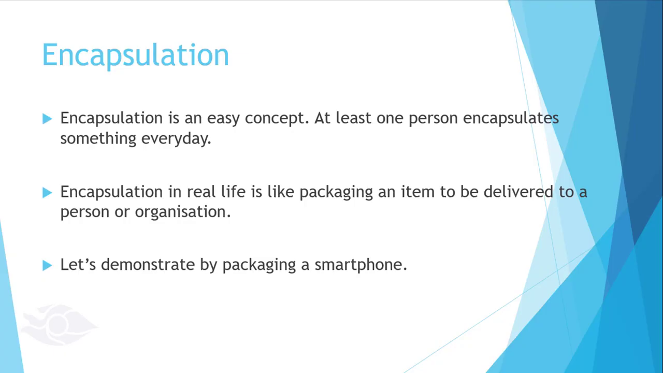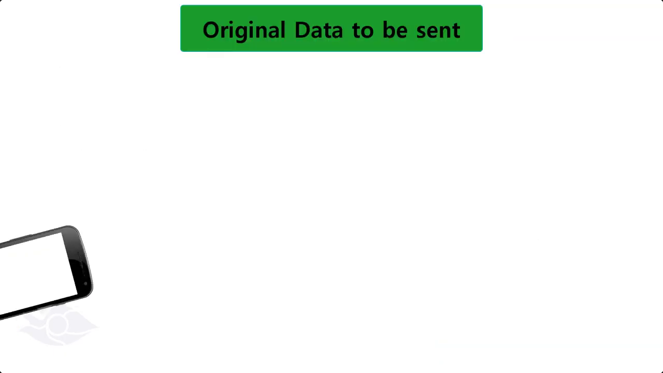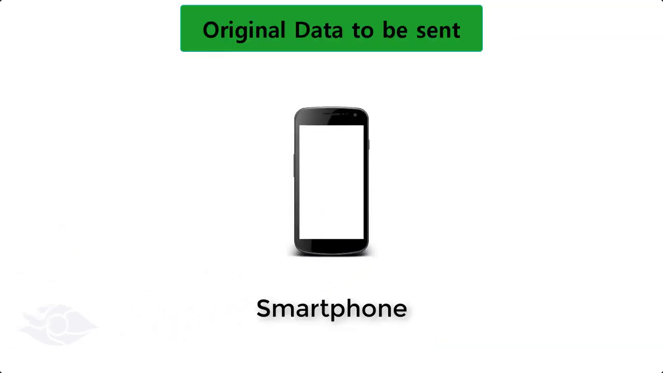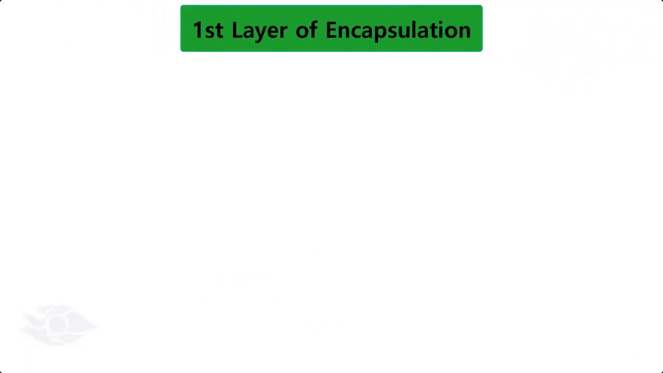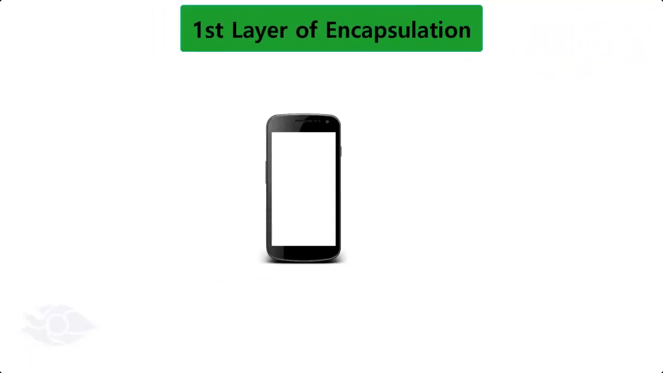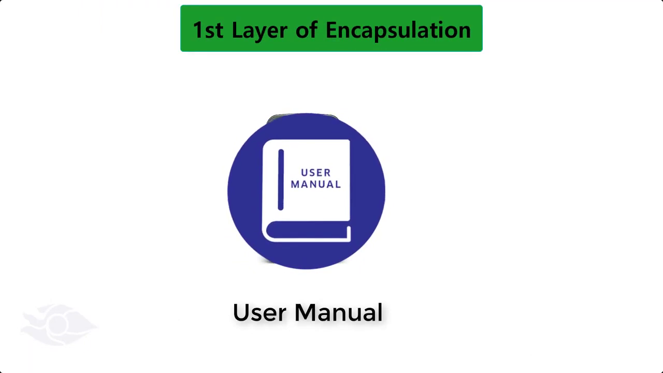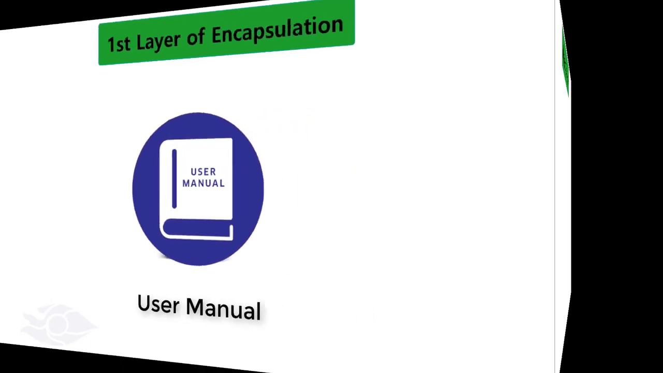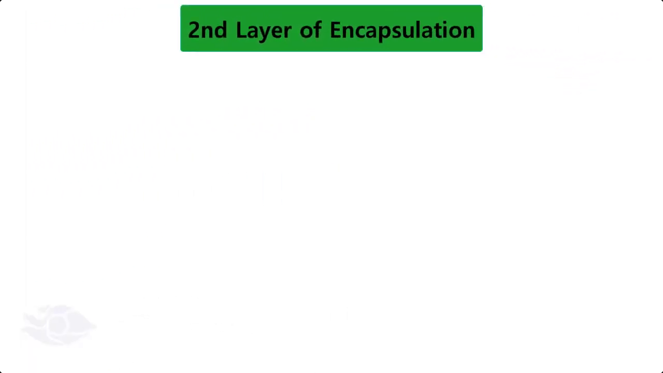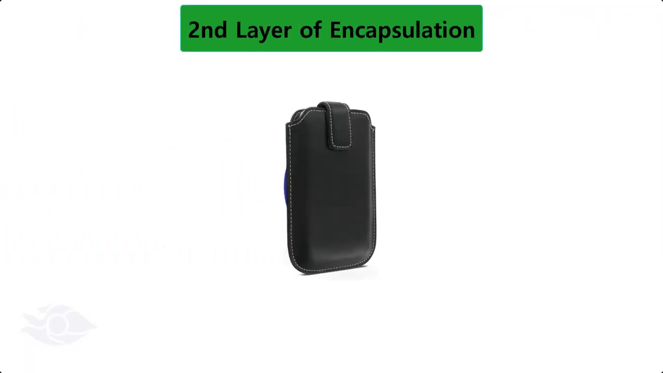Let's take this example of packaging a smartphone as a gift to be sent. First of all, the smartphone is the original data. First layer of encapsulation. We attach a user manual to the phone, giving instructions on how to use it. Second layer of encapsulation. We put them both in a smartphone pouch, large enough to contain the smartphone and the user manual. In this form, it is called a pouch and not a smartphone, since the smartphone is enclosed.